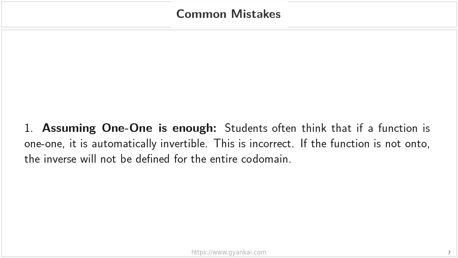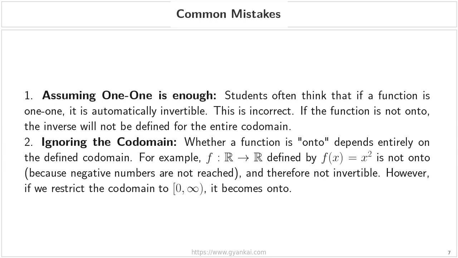If the function is not also onto, there will be elements in the codomain that are never reached. This means the inverse function would be undefined for those specific values, which violates the fundamental definition of a function. Second, be mindful not to ignore the codomain. Whether a function is considered onto depends entirely on how the codomain is defined. For instance, consider a function f, mapping the set of all real numbers to the set of all real numbers, defined by f of x equals x squared.